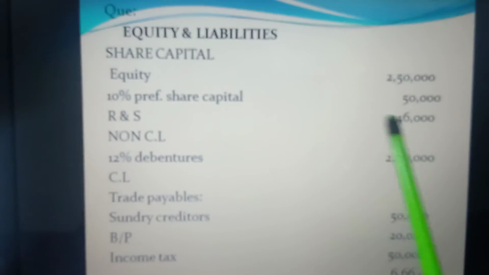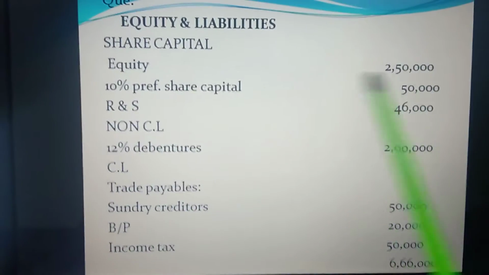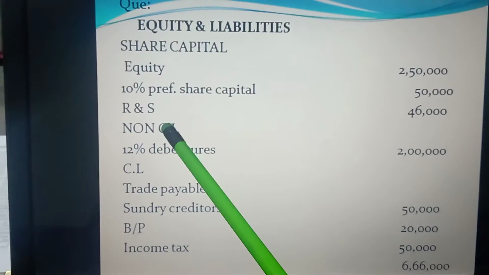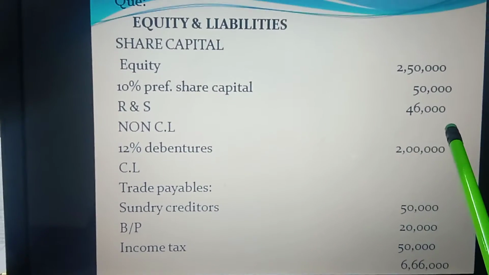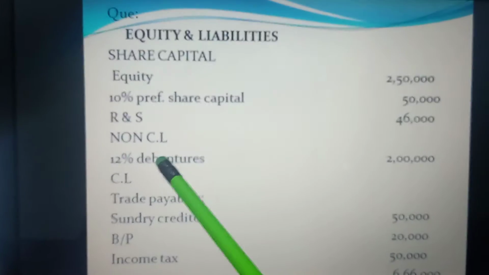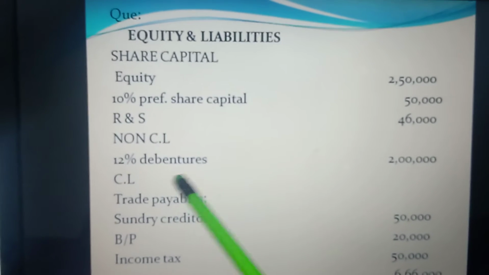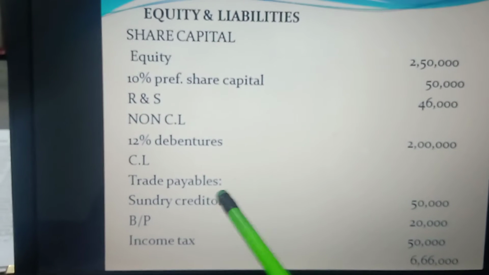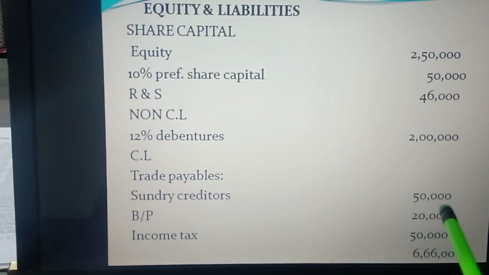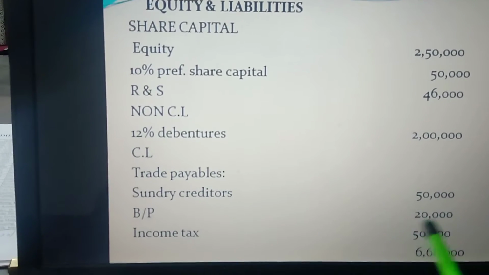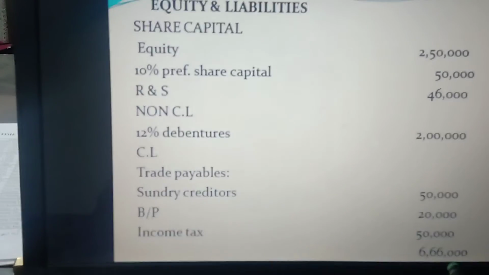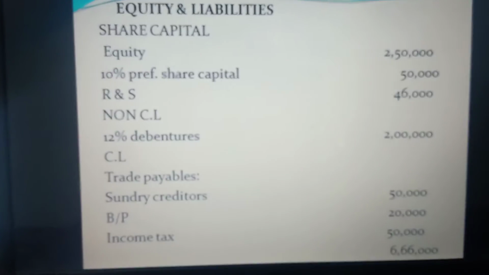Here the balance sheet says equity of rupees 2,50,000, 10% preference share capital rupees 50,000, reserve and surplus rupees 46,000. Moving to the non-current liabilities, 12% debentures of rupees 2 lakh. Current liabilities: trade payables, sundry creditors of rupees 50,000, bills payable rupees 20,000, income tax rupees 50,000. The total is 6,66,000.